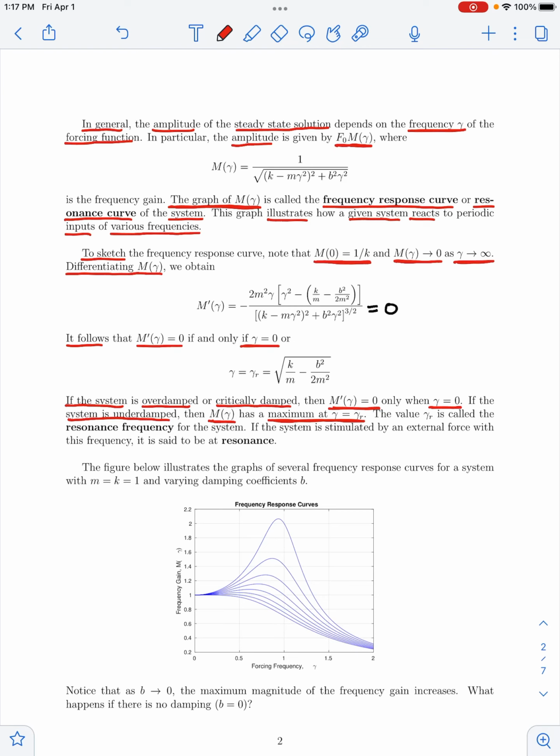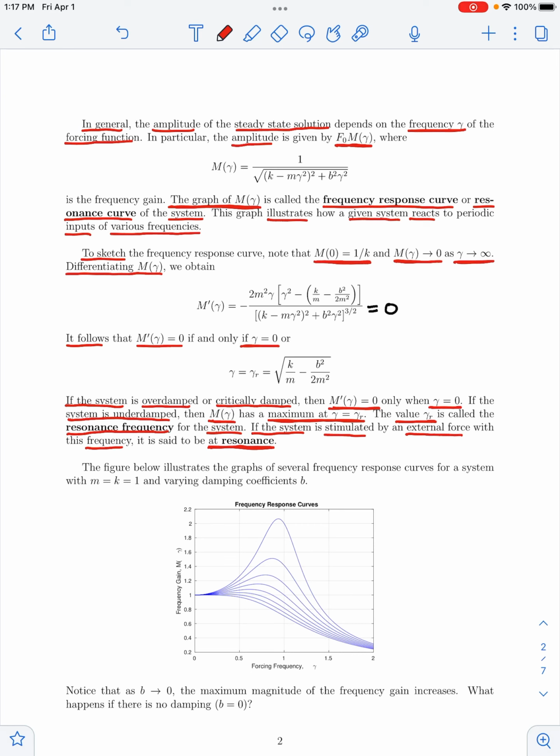So this value, gamma r, is called the resonance frequency for our system. And if our system is stimulated by an external force that has that frequency, we say that the system is at resonance. So this gamma r, which we call the resonance frequency, would be the frequency of the forcing function which maximizes the magnitude of our steady state solution, our particular solution.